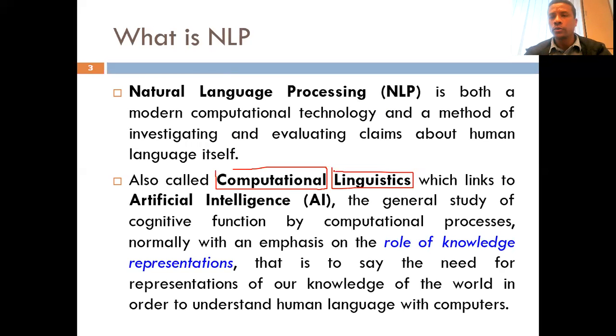So it belongs to the broader concept of artificial intelligence, because language processing is one of the intelligences that we have as human beings. So whenever you write a computer program to understand human language, you are actually working under the umbrella of artificial intelligence. So we say it is a study of cognitive function by a computational process. In a computational process, we are trying to introduce a cognitive function, because language processing is a cognitive function, as we have seen earlier.